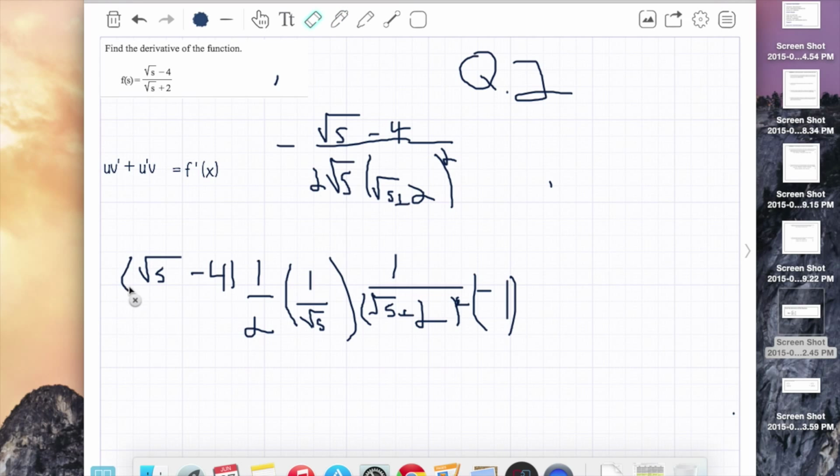Okay, so that's the first part, that's u v prime. And now we're going to find u prime v after I erase this really quickly.